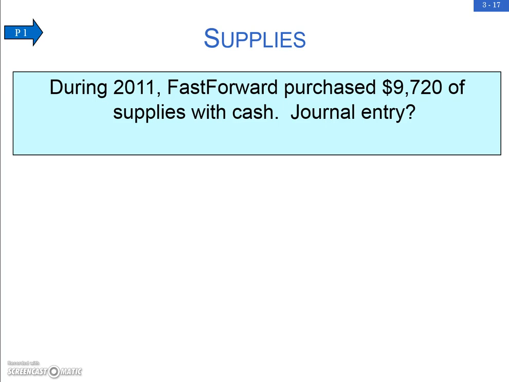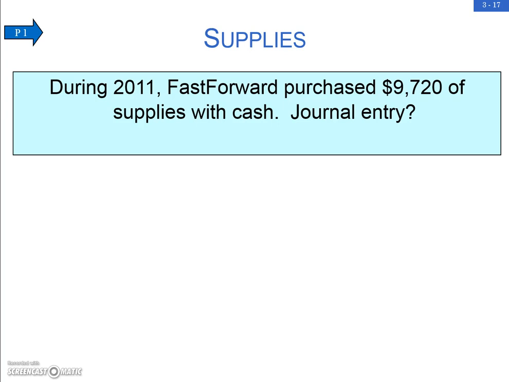Throughout the year, in fact, let's just say they did it early on in December 2011. We had no supplies, and we went out and bought ourselves, let's call these office supplies for now, $9,720 worth of office supplies, and we put them in our office supply closet or cabinet, right? If we bought those with cash, what would the journal entry look like, of course?